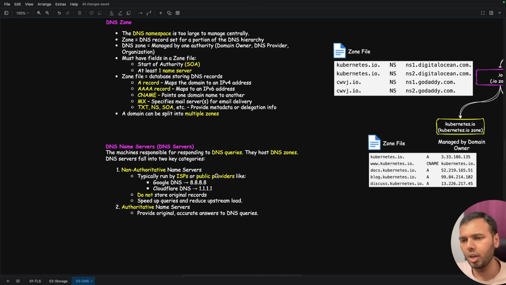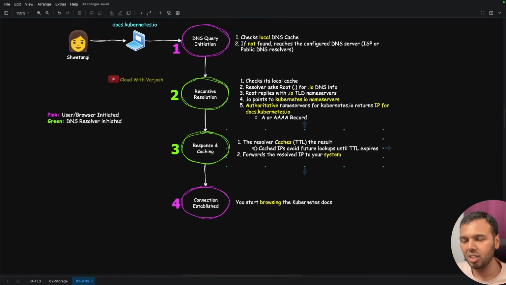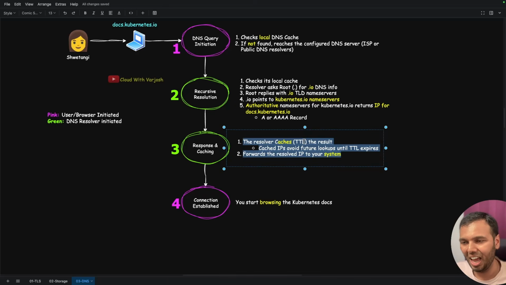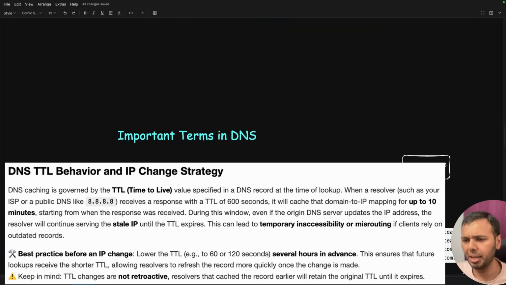Just to give you an overview, you play with your TTL settings so that the caching time reduces. If I scroll to the top again, you see the resolver caches the result with a TTL. TTL is time to live. So that cached result will stay with the name server for, let's say, 5 minutes. You can change this interval when you are changing your IP addresses. So keep this in mind.